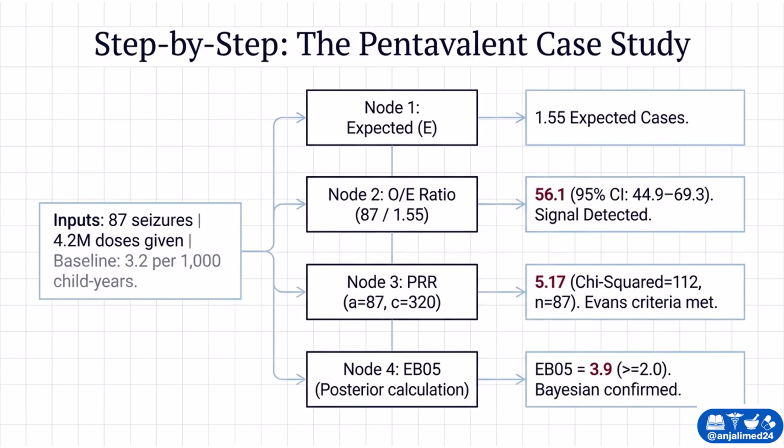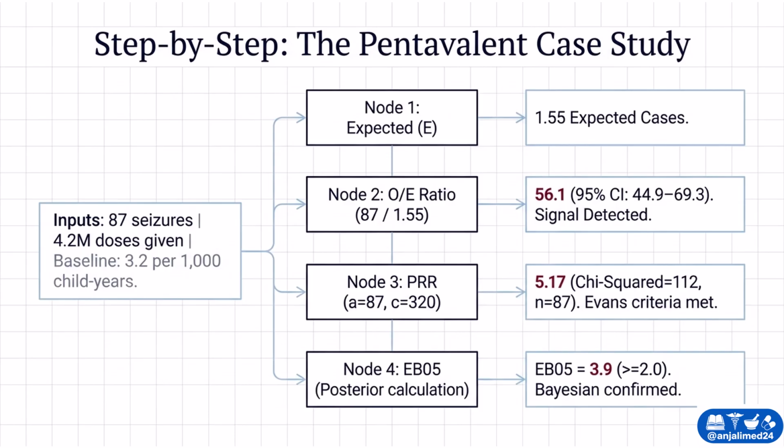Note 4 introduces Bayesian confirmation using the EB05 analysis. After adjusting for statistical uncertainty and random noise, the EB05 value remains 3.9, well above the FDA threshold of 2.0 for a robust Bayesian confirmed signal. This is important because Bayesian adjustment helps ensure that the signal is not simply the result of rare event instability or small number fluctuations. At this point, all major analytical layers are aligned.